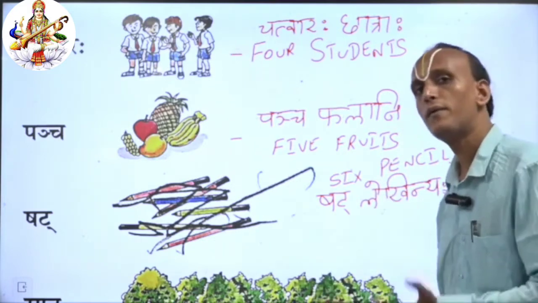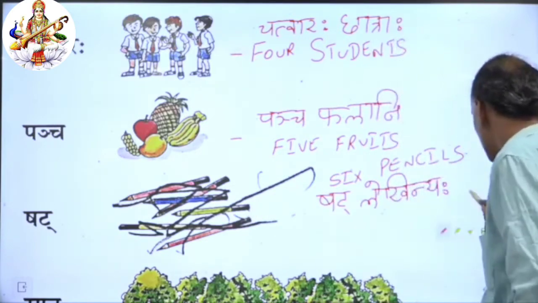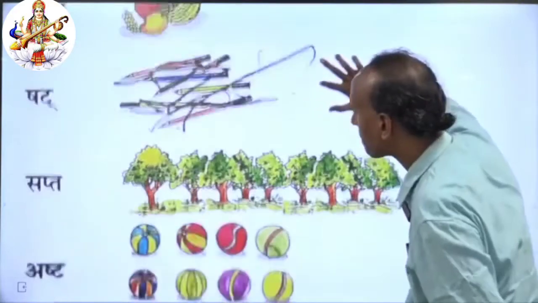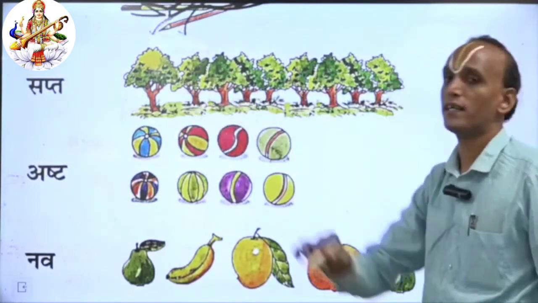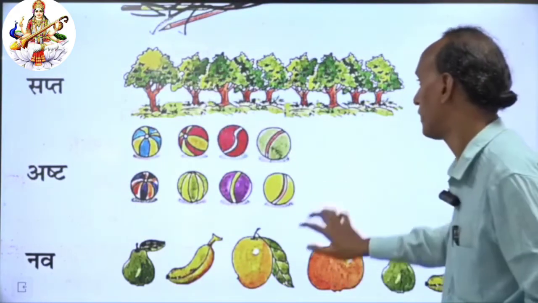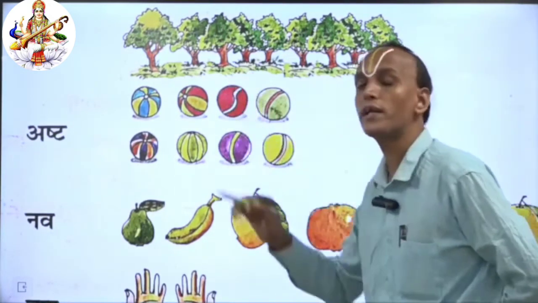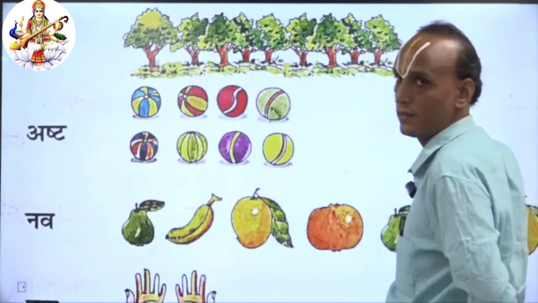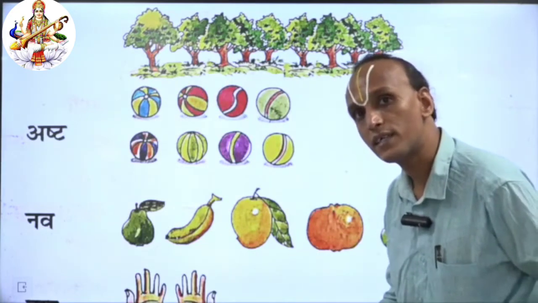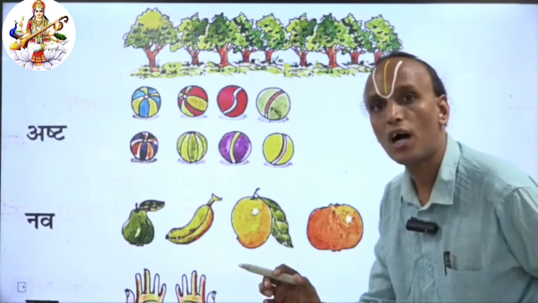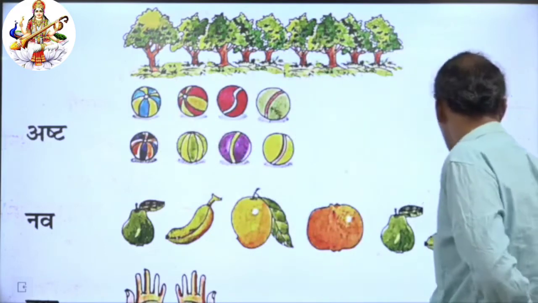Okay. Now I will show you for the numbers 7, 8, 9 and 10. Wait a minute. Okay. See here. Sapta. Sapta means what? 7. You are right. Sapta means 7. What is the picture given here? Trees. So, 7 trees. For trees, what do we say in Sanskrit? Yes, correct. Vrikshaha. Sapta vrikshaha. 7 trees.